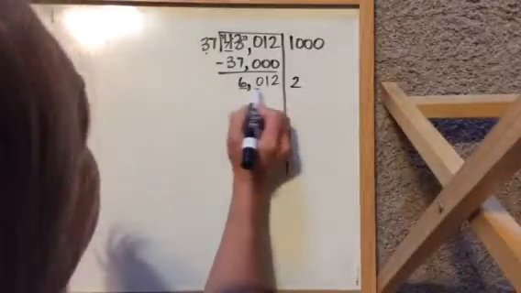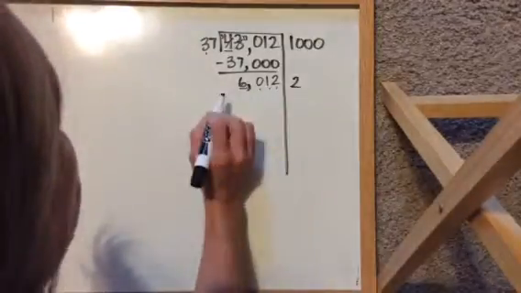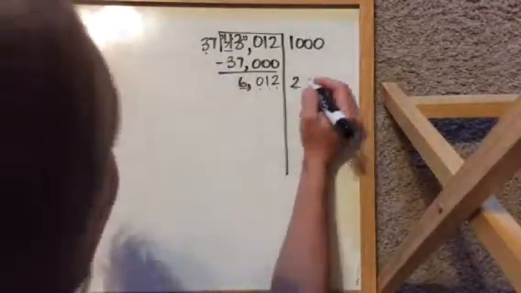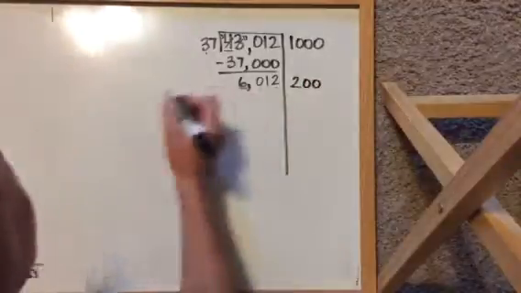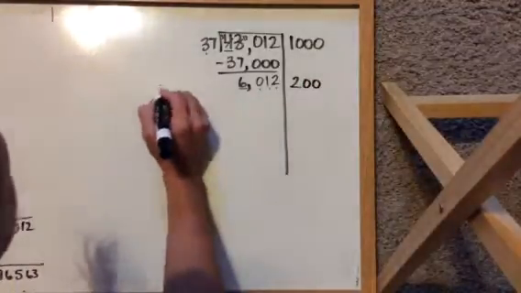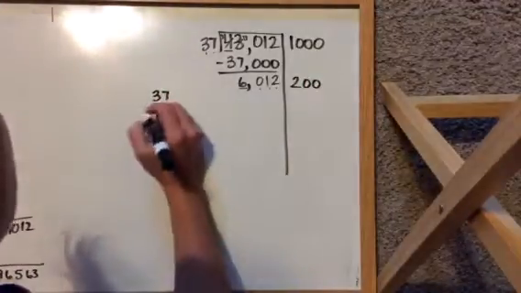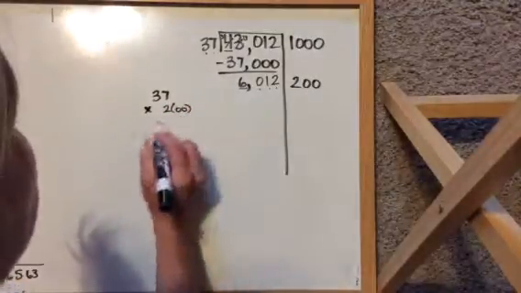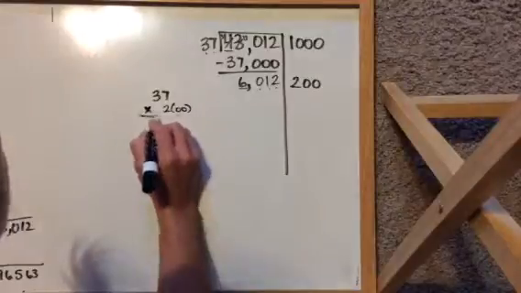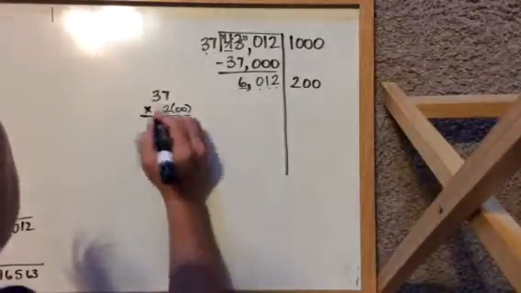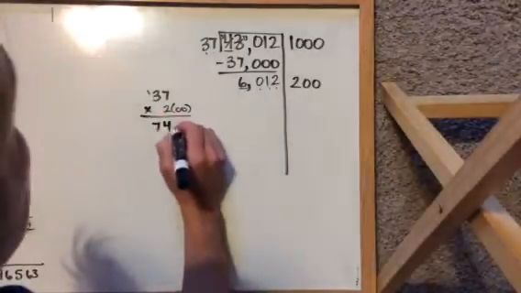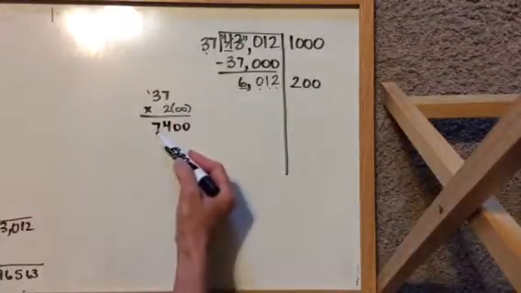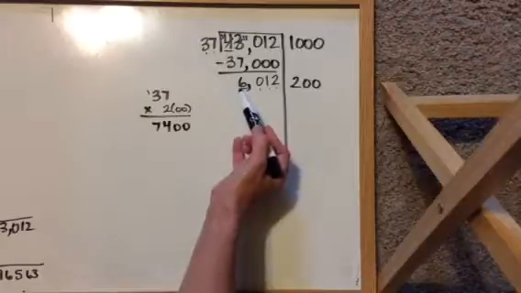So after the 6, we count the digits 1, 2, 3. And there's 1 up here. So 3 minus 1 is 2. So we add 2 zeros. So I'm going to come over here to my scrap side of the board and do 37 times 200. Now I'm saving my zeros for the end of the problem. There's no reason to work those all out until the end. Okay, bring my 2 zeros down. As you can see, 7,400 is greater than 6,012.